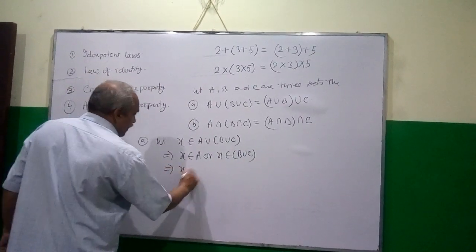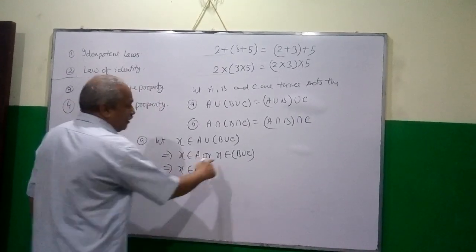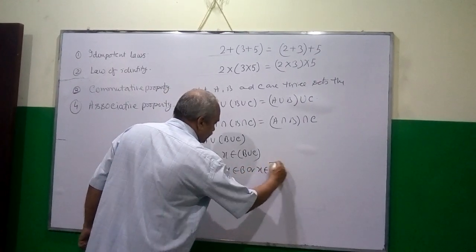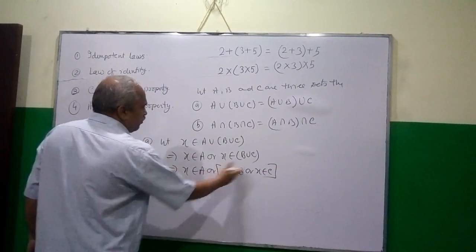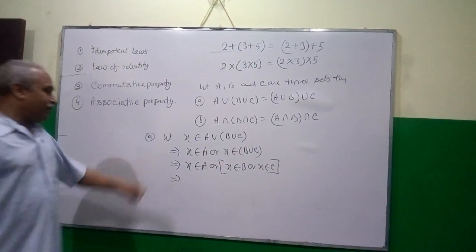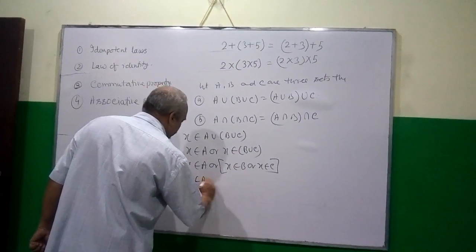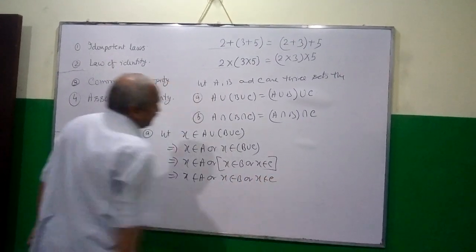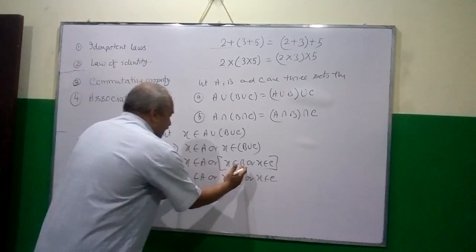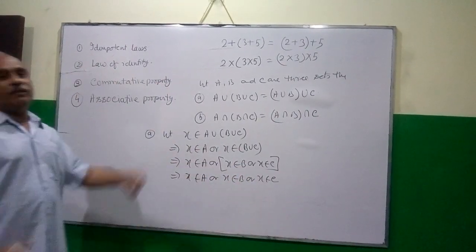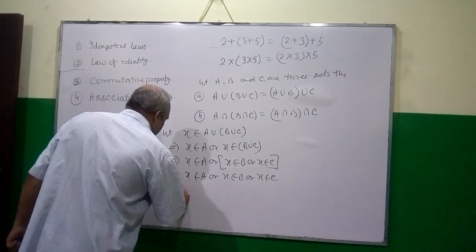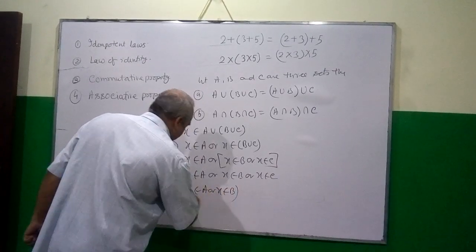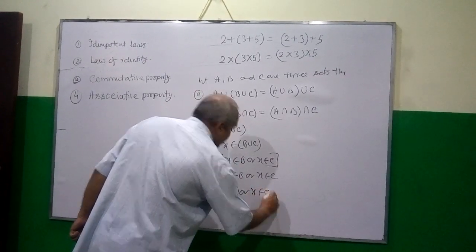Okay? This implies X belongs to A, or, for this we write, X belongs to B or X belongs to C. Now, if we remove the bracket, there will be no change in the concept. Therefore, we can write here X belongs to A or X belongs to B or X belongs to C. Now, if we write the bracket for this, again the concept will not change.